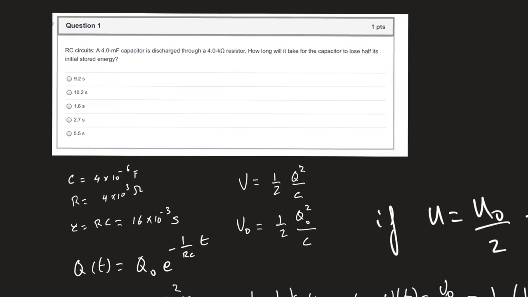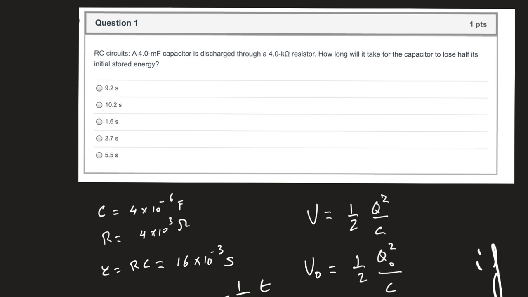question. This question is about an RC circuit. They give you the capacitance, they give you the resistance, and it asks how long it will take for the capacitor to lose half of its initial stored energy. It doesn't say half of the charge, it says half of the initial stored energy. The initial stored energy is 1/2 Q0 squared divided by C.